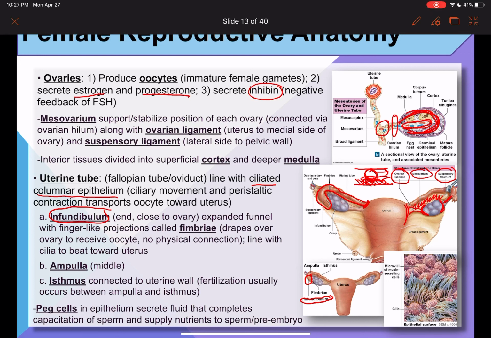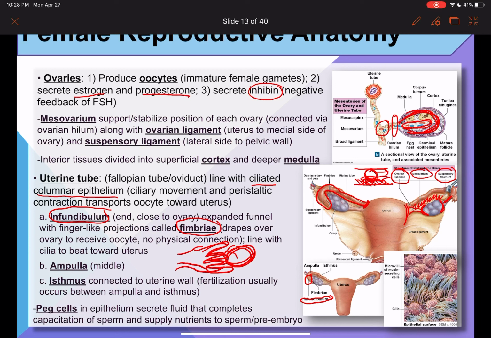It has an expandable funnel with finger-like projections. It actually looks like a little flower that sits close to the ovary, and that flower-like part of the infundibulum is called the fimbriae, and it sits hovering over the ovaries like this. So when an egg ovulates and bursts out of the ovary, the fimbriae's finger-like projections sweep that egg into the oviduct and lead it into the uterus.